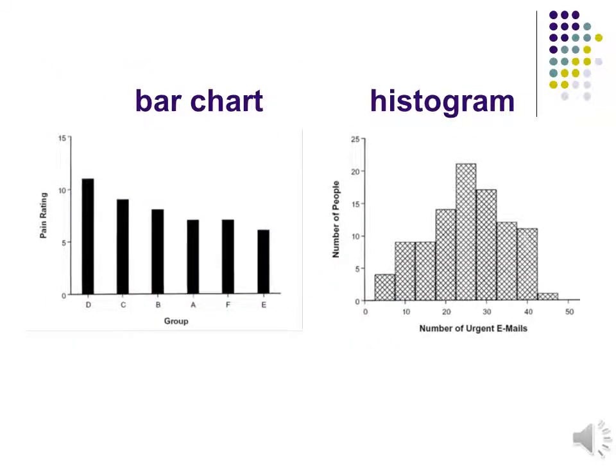Here are a couple of examples of bar charts and histograms, and you'll see these in the text as well. You can have the discrete data on the left with the bar chart, and on the right, number of urgent emails. This is also a type of discrete data. You can't have a fraction of an email, but you can line them up connected to each other, these different categories, as opposed to the different groups of medications with pain ratings, for example, on the left, where you have discrete bars. They're not connected, and that's intentional.